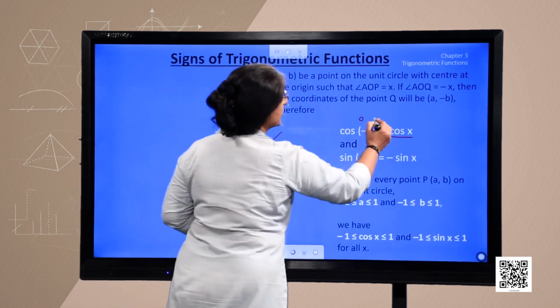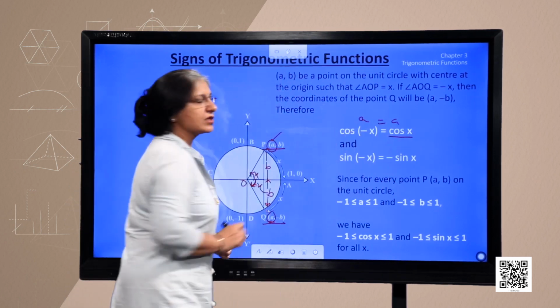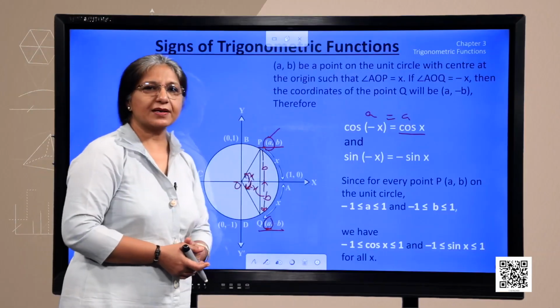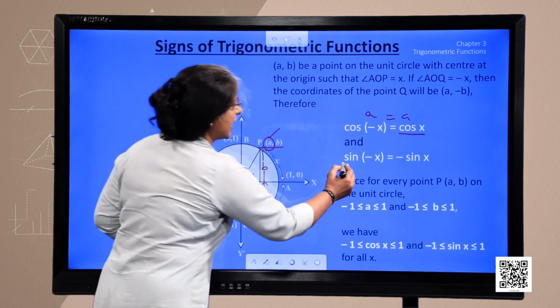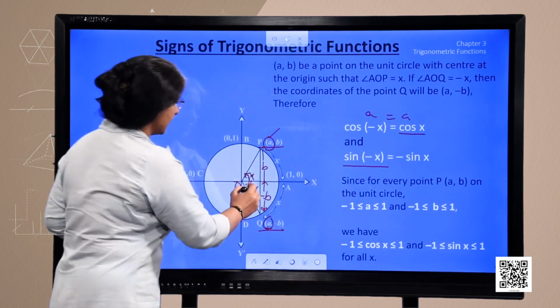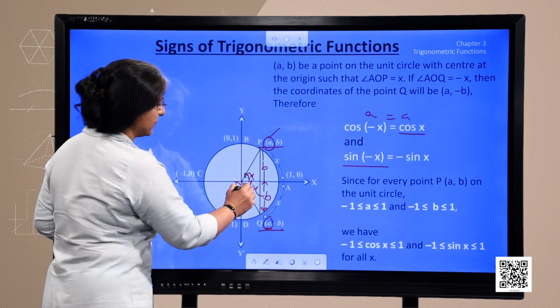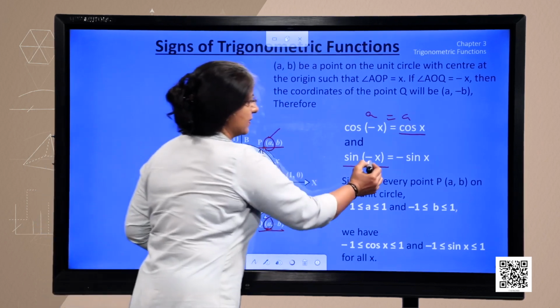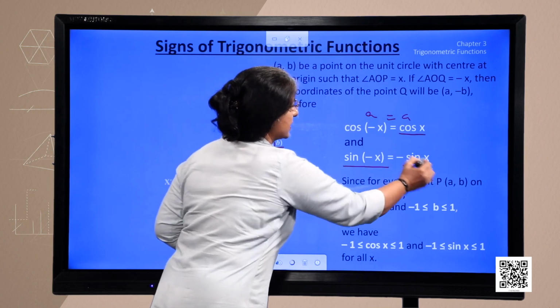So, both of these are a. We can say cos minus x is equal to cos x. So, similarly, for sine minus x, if you move in the fourth quadrant, meaning backward clockwise, then sine minus x is equal to minus sine x.